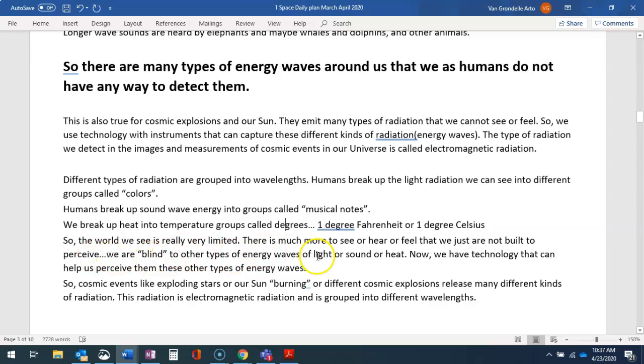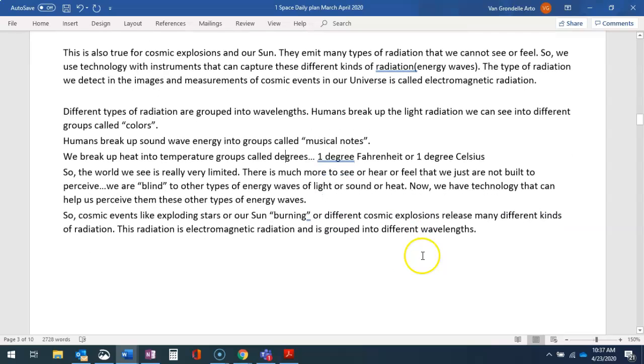We are blind to other types of energy waves of light or sound or heat. And now we have technology that can help us perceive these other types of energy waves that we cannot perceive. So cosmic events like exploding stars or our sun burning or different cosmic explosions release many different kinds of radiation. This radiation is called electromagnetic radiation and is grouped into different wavelengths.